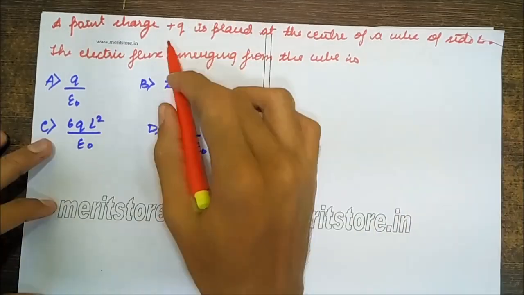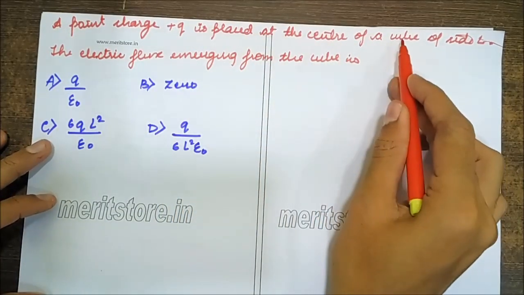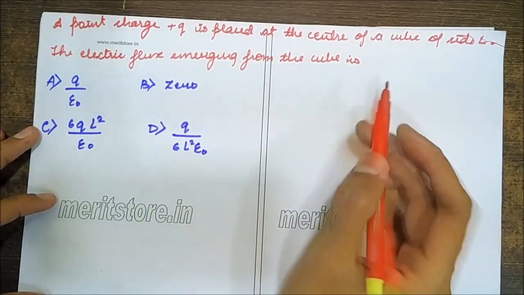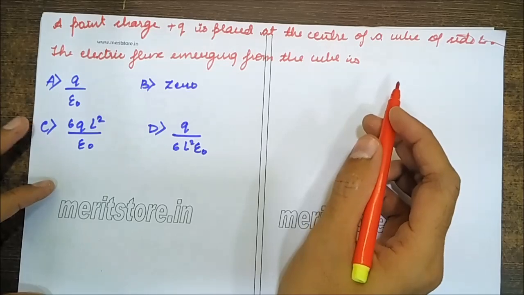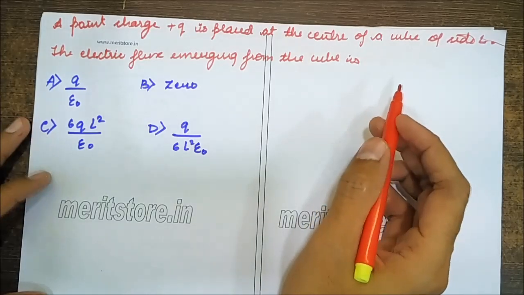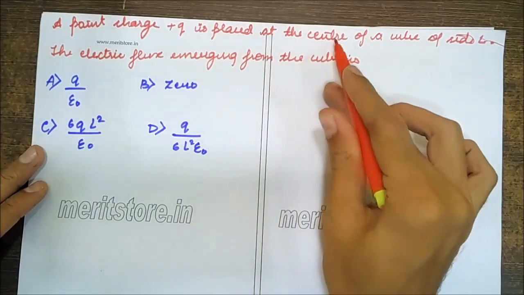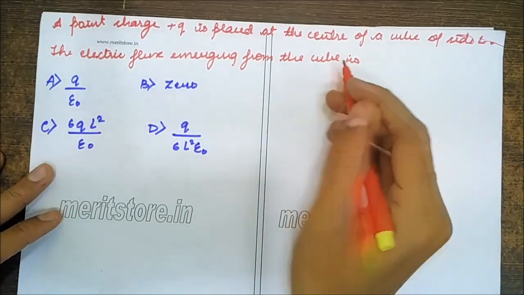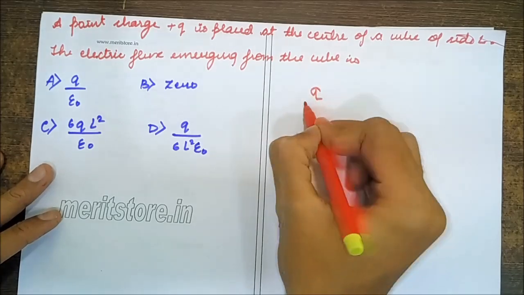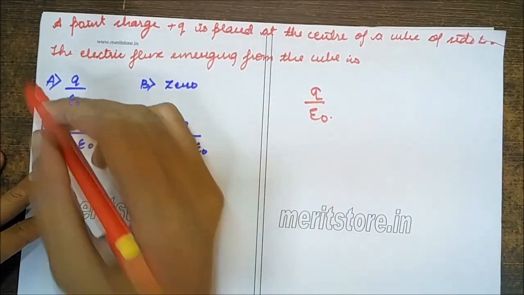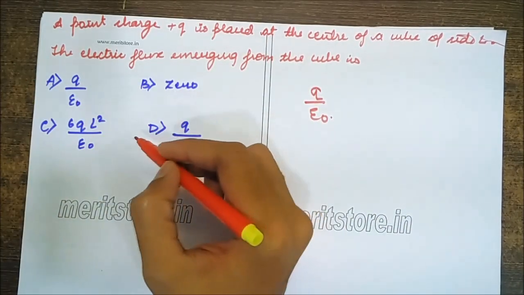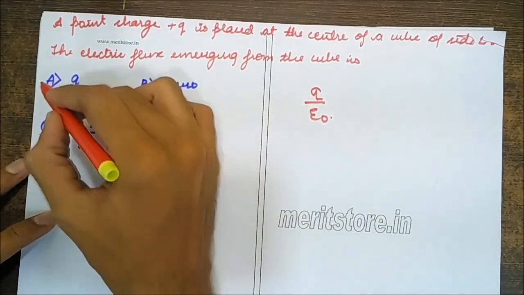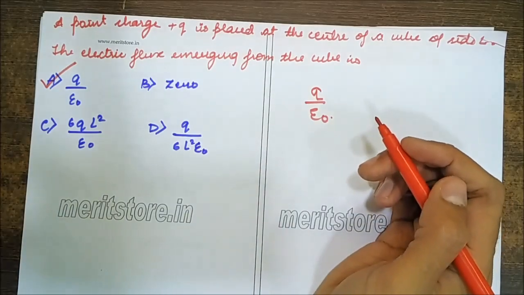A point charge plus q is placed at the center of a cube of side L. The electric flux emerging from the cube is? Whenever we have electric flux coming out from a closed surface, with a point charge placed at the center of a cube of side L, the electric flux through a closed surface is given by q upon epsilon naught. Here we have the options q upon epsilon naught, 0, 6q square L square upon epsilon naught, or q upon 6 L square epsilon naught. The correct option is A, q upon epsilon naught.